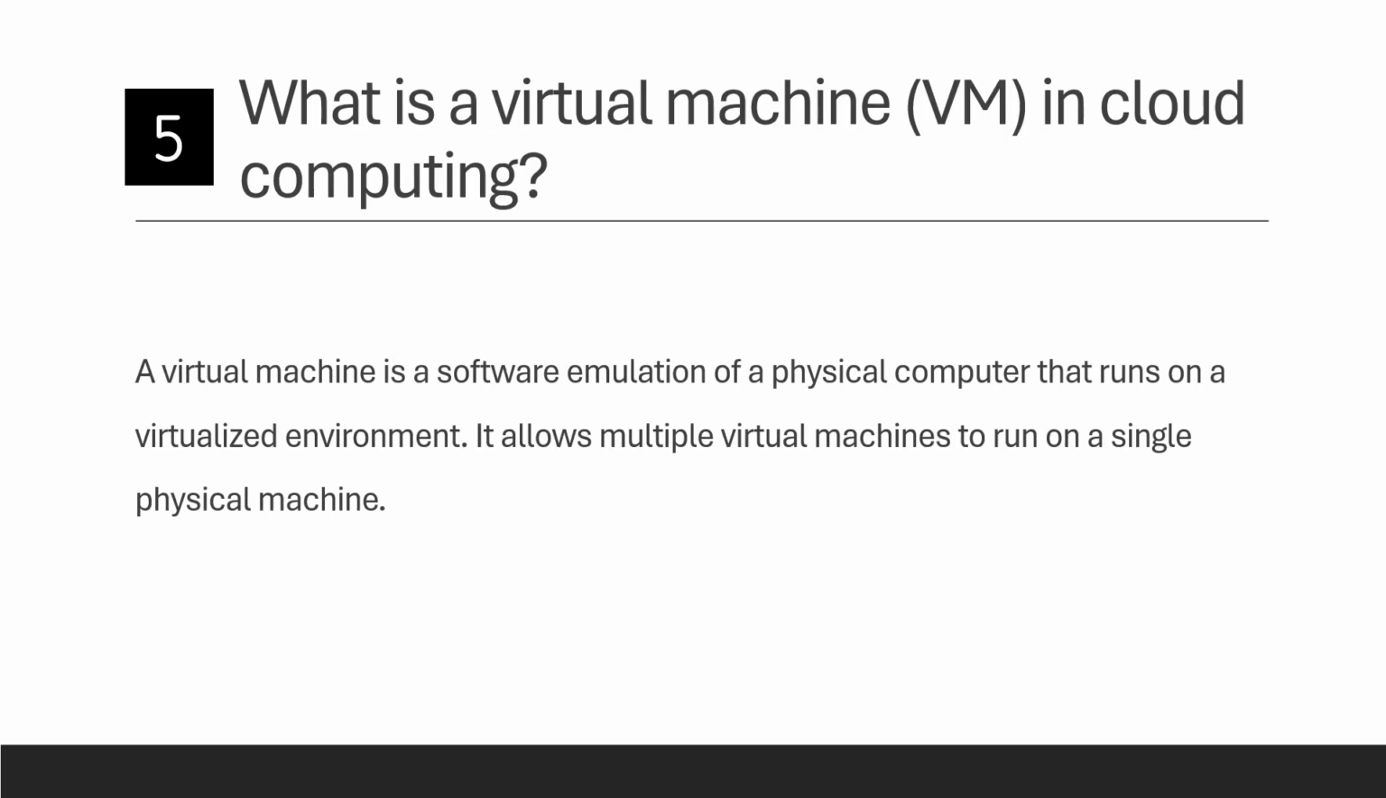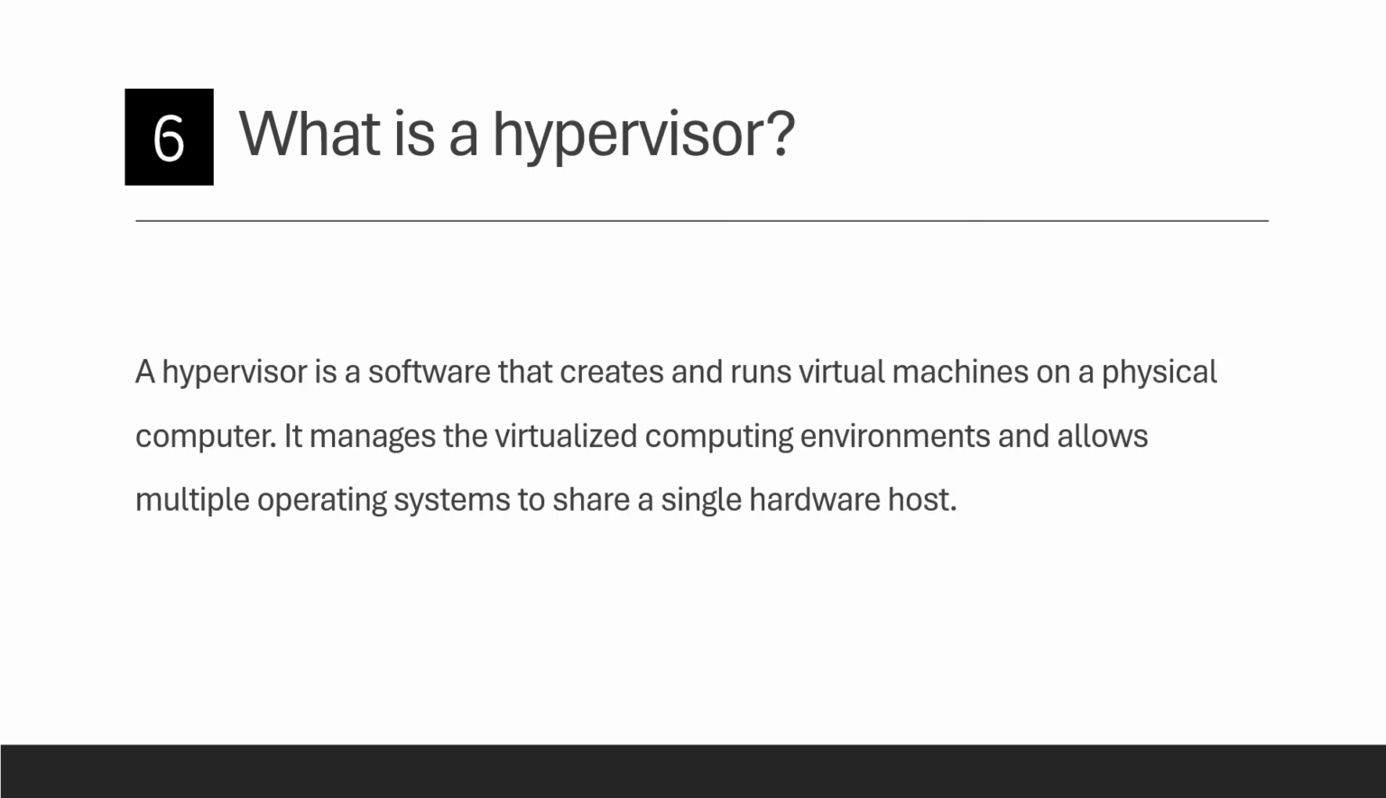What is the virtual machine in cloud computing? A virtual machine, also known as a VM, is a software emulation of a physical computer that runs on a virtualized environment. It allows multiple virtual machines to run on a single physical machine. What is a hypervisor? A hypervisor is a software that creates and runs virtual machines on a physical computer. It manages the virtualized computing environments and allows multiple operating systems to share a single hardware host.